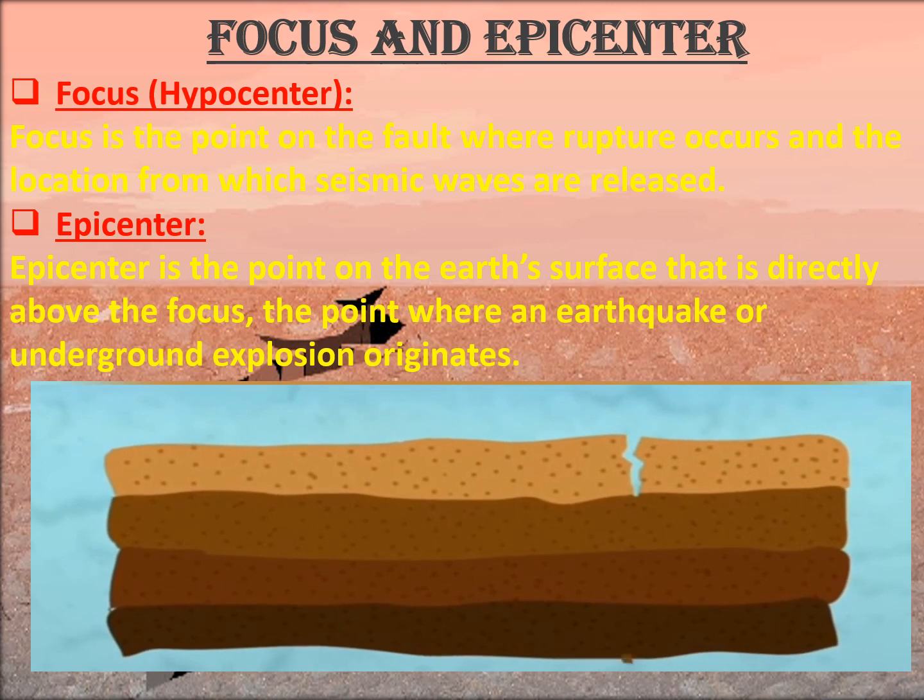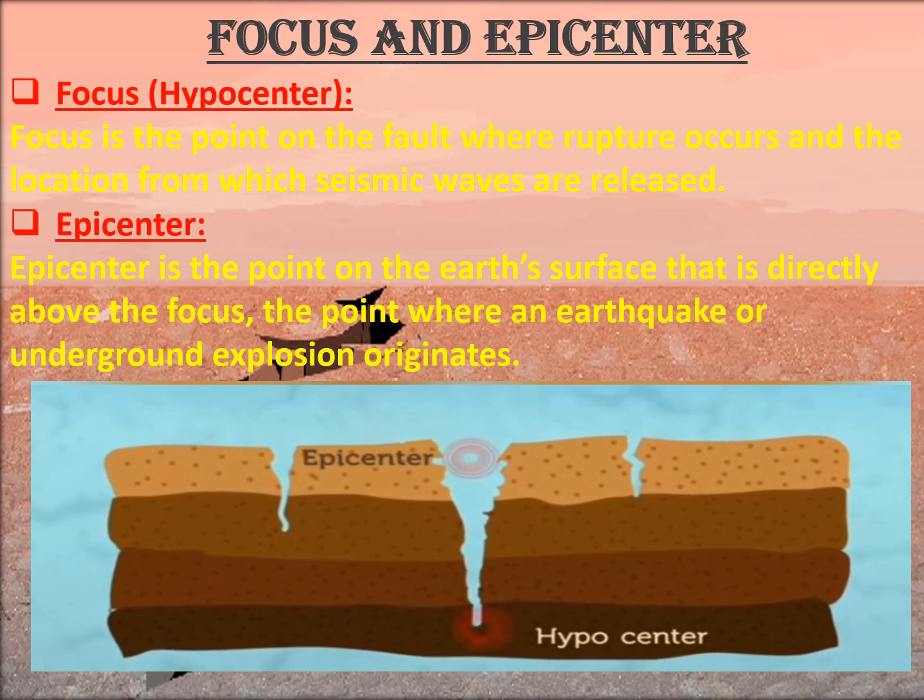The place of the earth's surface where these energy waves reach first is called the epicenter of the earthquake. It is the nearest place on the earth's surface from the focus, and it experiences the first tremor. Thus, the epicenter is perpendicular to the focus.